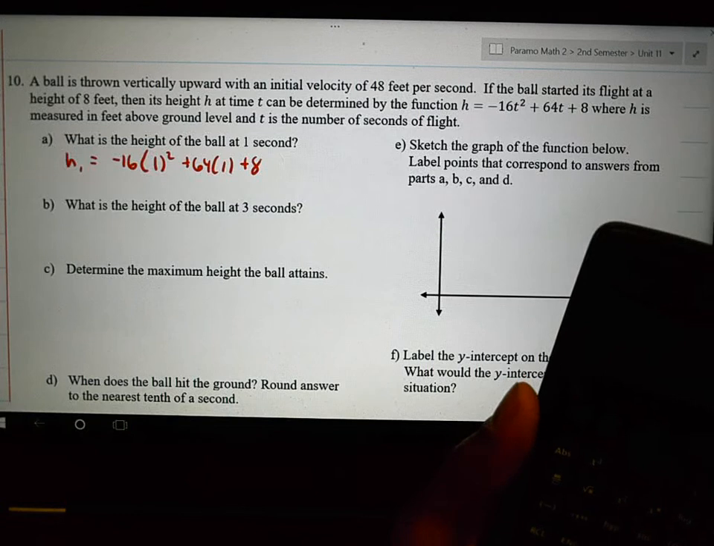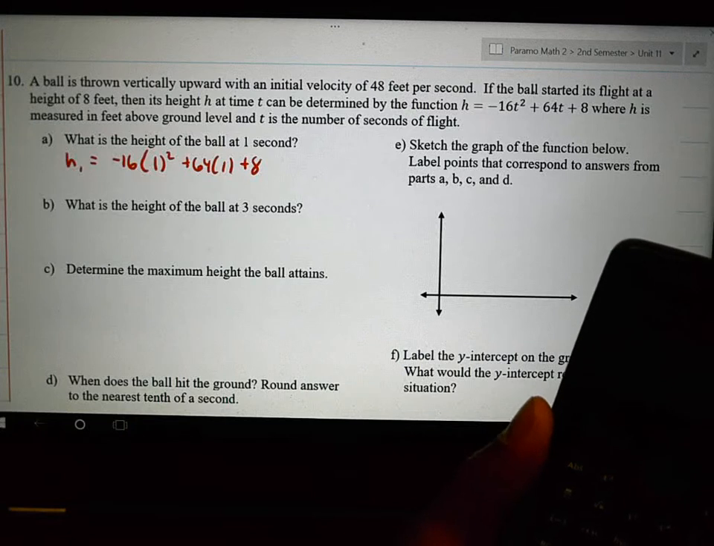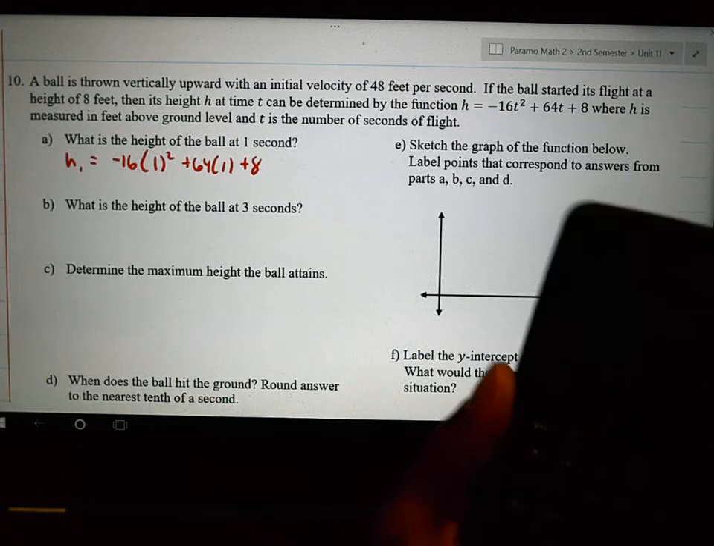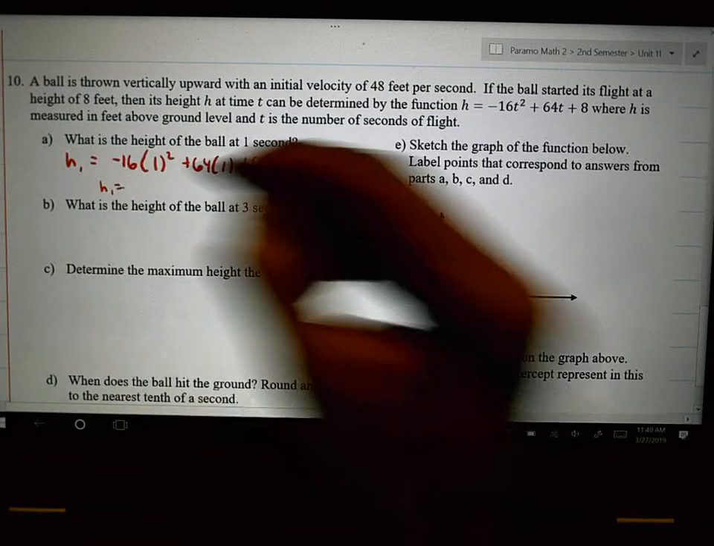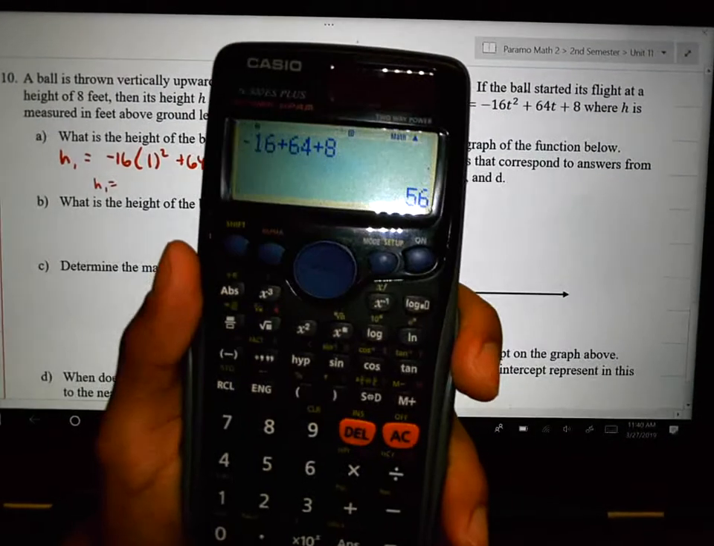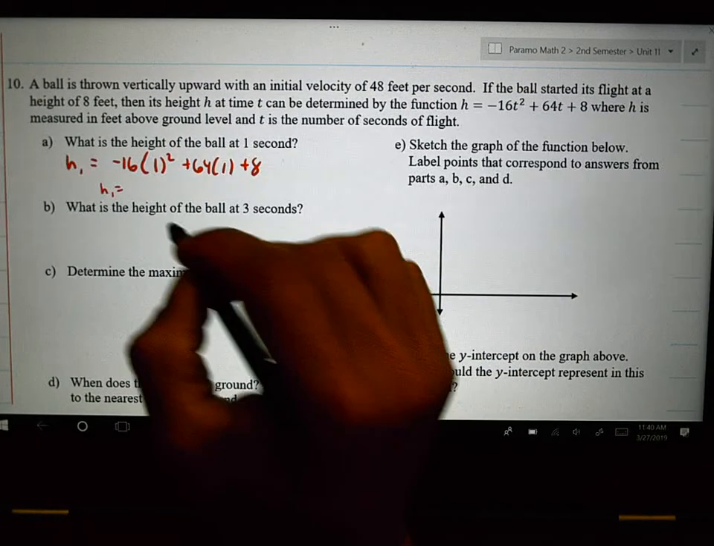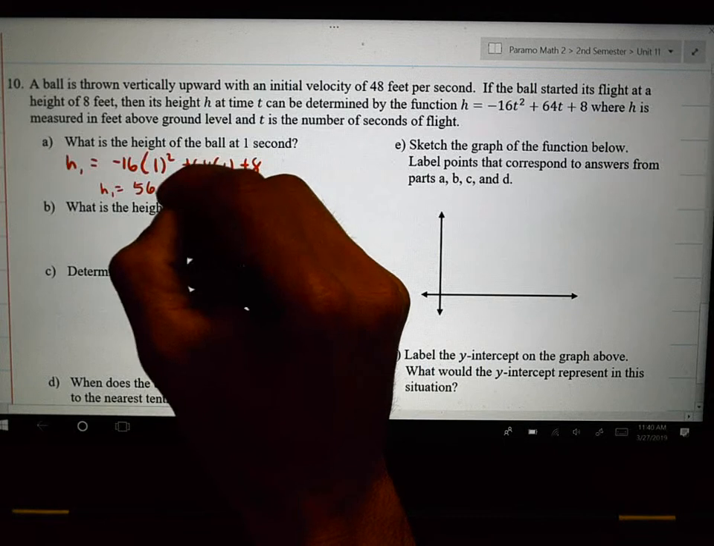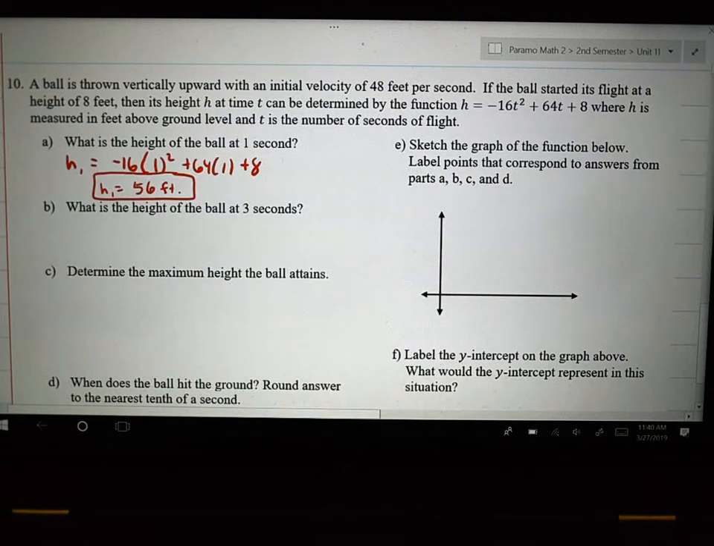For me, I'm going to use a calculator. But I know what negative 16 times 1 is. Plus 64 times 1, I know what that is. Plus 8. But I'm going to do negative 16 plus 64 plus 8 on my calculator. So the height is going to be, that's what I plugged in, 56 feet. How did I get it? I plugged in 1 second into the formula to figure out what the height would be at 1 second.